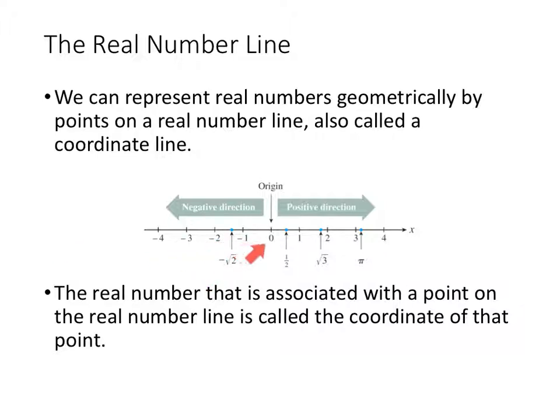And we can use integers, we could use whole numbers, we could use natural numbers, we can use rationals, we can use irrational numbers. The only thing we won't see on this particular number line is complex numbers. Now the real number that is associated with a point on the real number line, so like here, 1/2, that's called the coordinate of that point.